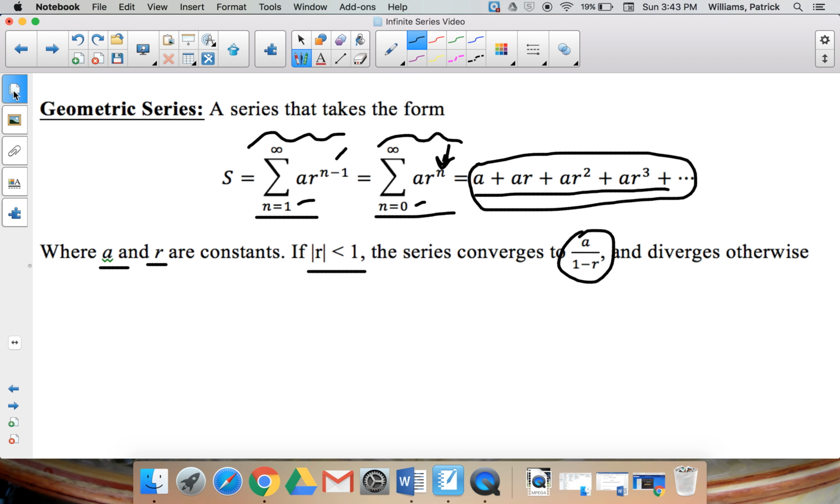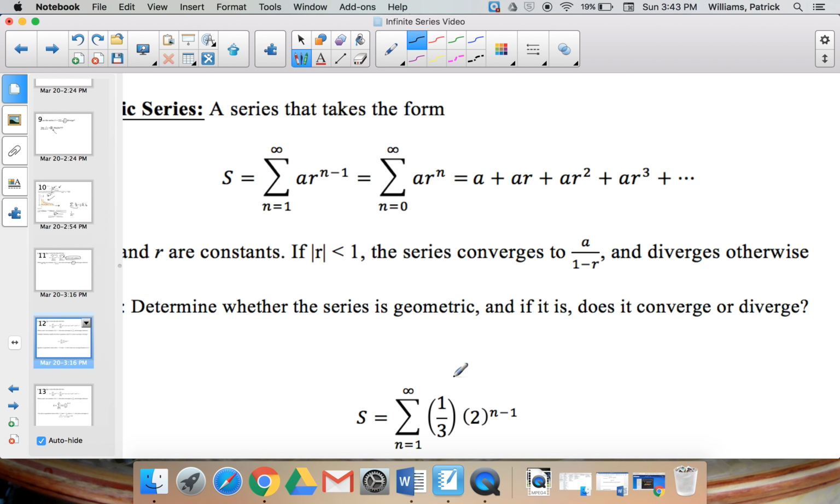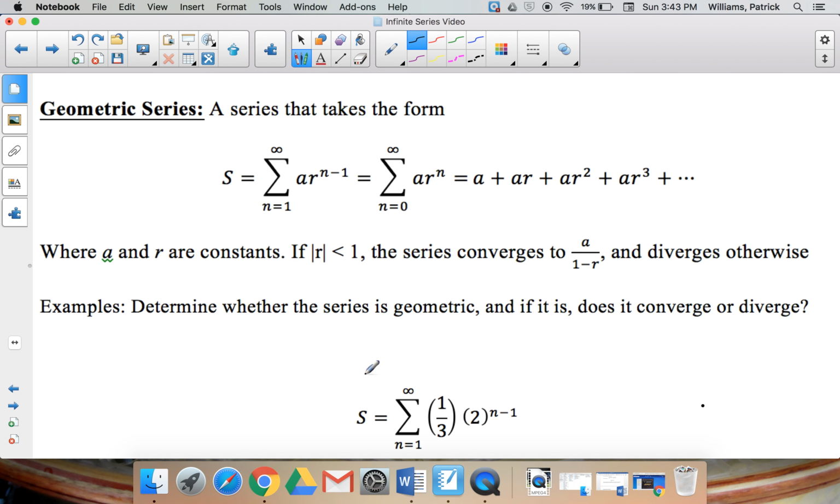Anyway, so let's get a little bit of practice in seeing whether we can represent series as geometric series, and furthermore, seeing if we can determine what they converge to. So take a look at this series that we have right down here. The first thing I want you to do is to determine, okay, is this thing a geometric series? And the next thing I want you to do is, if it's a geometric series, do we know what it converges to? So pause the video and give it a try.